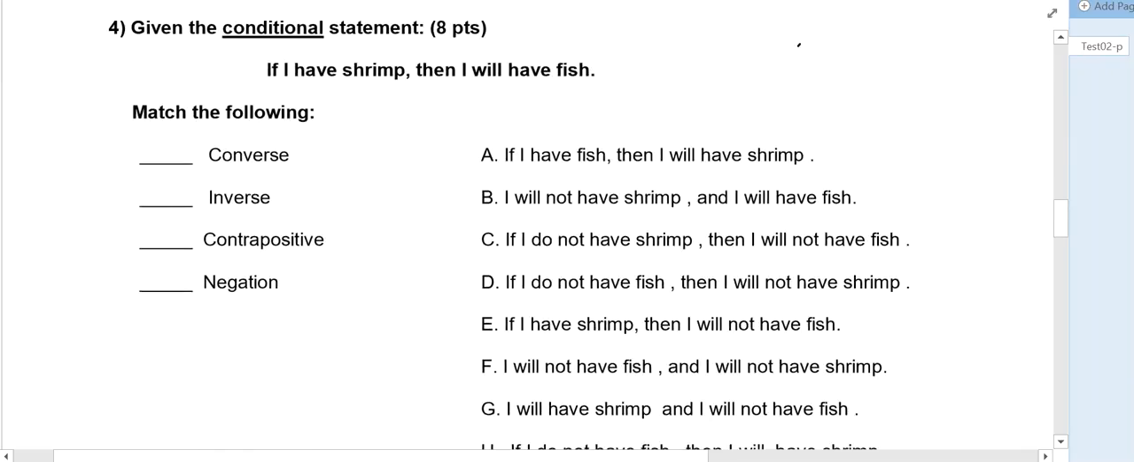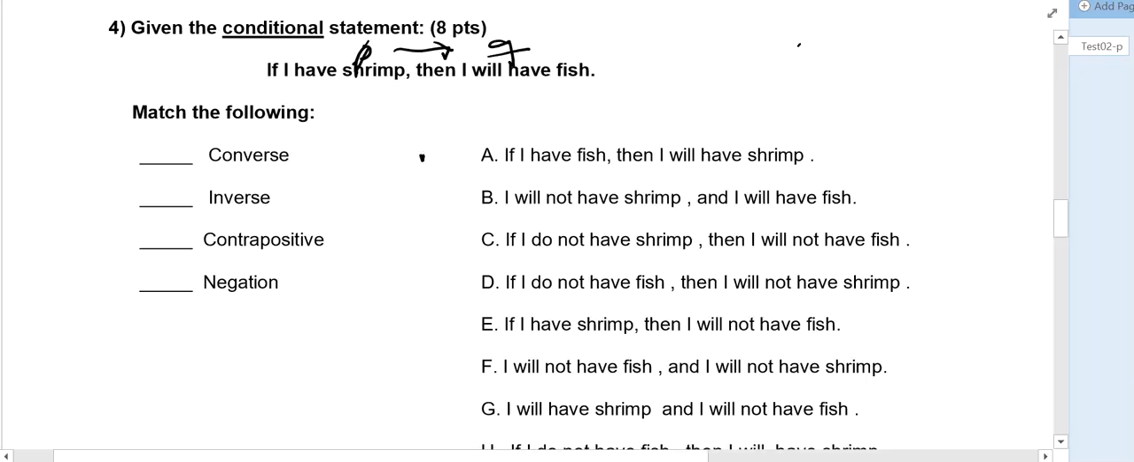Number 4, same type of problem. I'm just getting a little extra practice with this because, again, it shows up on the final exam. So if I have shrimp, then I'll have fish. So P implies Q. P implies Q. So converse is not Q implies not P, right? That's the converse. Nope, sorry.